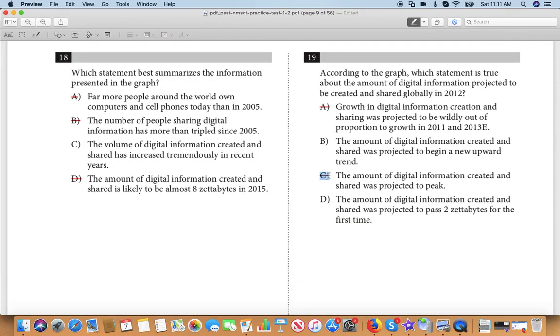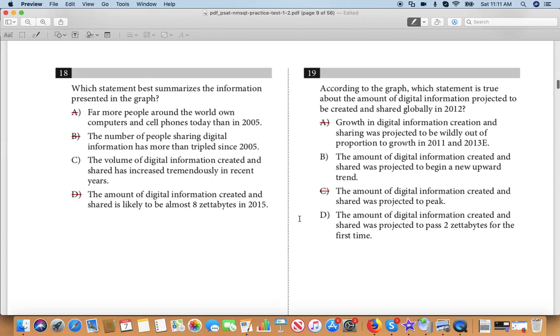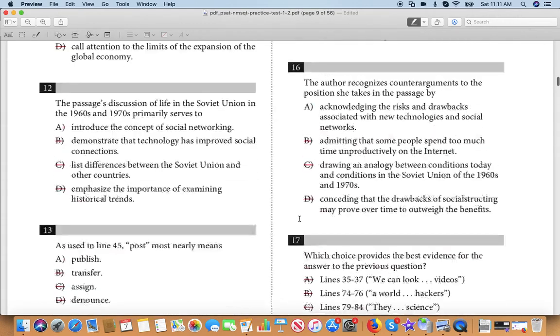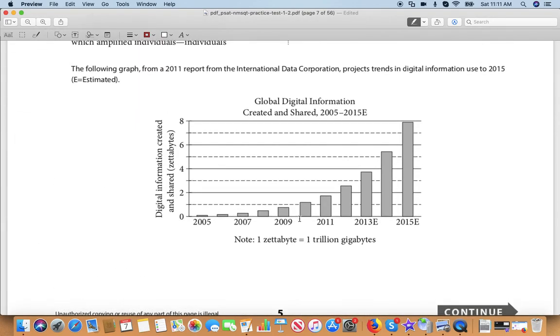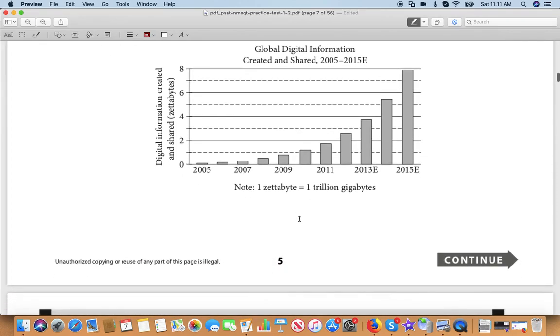And answer choice D. Go and read it for me. The amount of digital information created and shared was projected to pass 2 zettabytes for the first time. Okay, was the amount of digital information created and shared projected to pass 2 zettabytes for the first time in 2012? No. Are you looking? Yes, it did. Oh, it did, didn't it? Well, that's definitely a true statement.